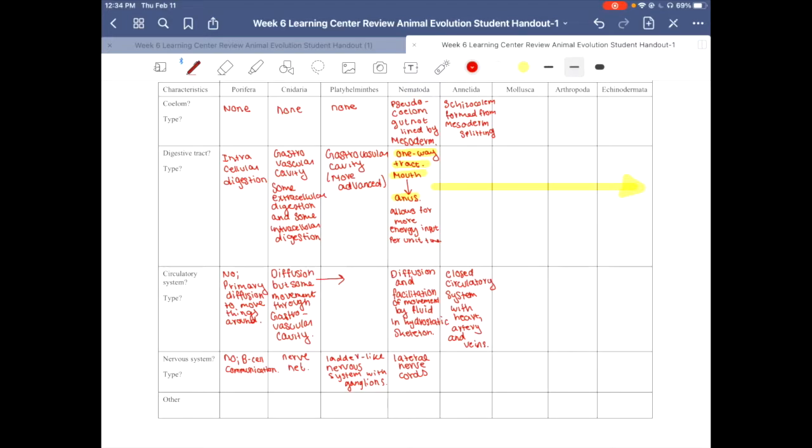And we see the lateral nerve cord here, but it's in increased complexity. And from this point on, for all the phyla, we're going to be seeing the same type of nervous system. They're all going to be increased complexity with lateral nerve cords.